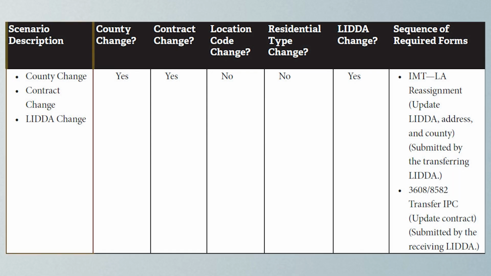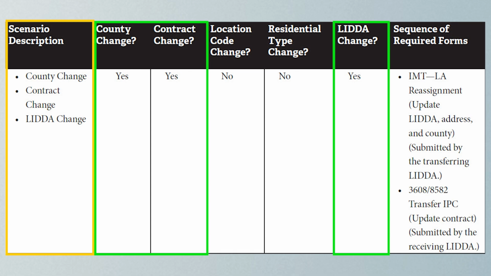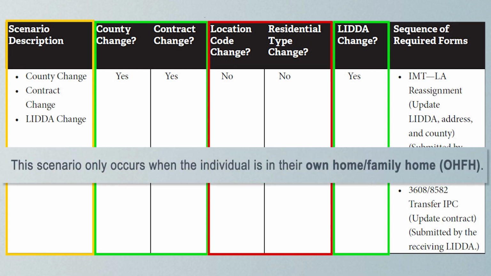In this scenario, the scenario description column shows that an individual has a change of county, contract, and Local Intellectual and Developmental Disability Authority, or LIDA. The middle columns confirm these changes and show that there isn't a location code change or a residential type change. This scenario only occurs when the individual is in their own home or family home.